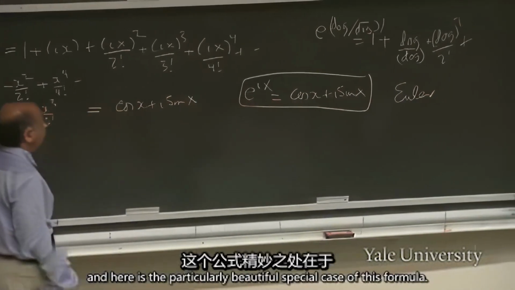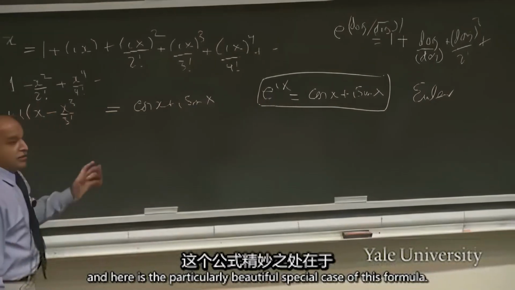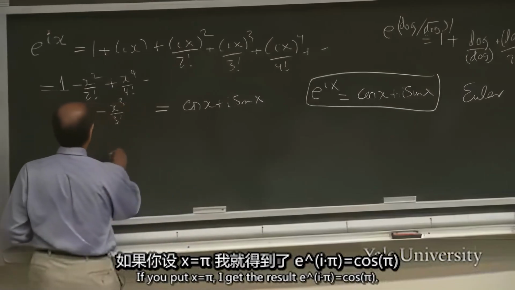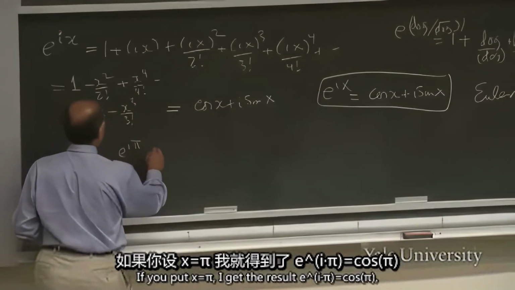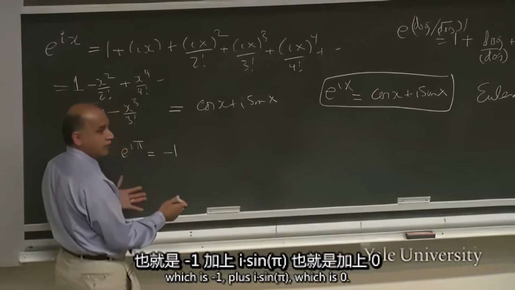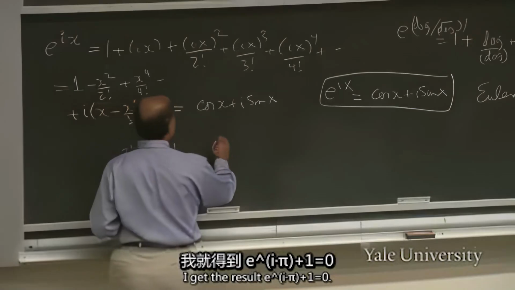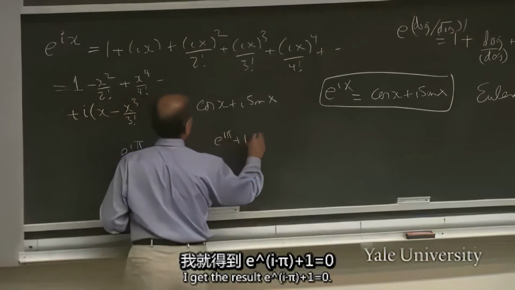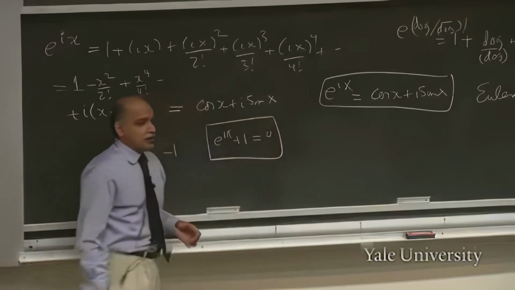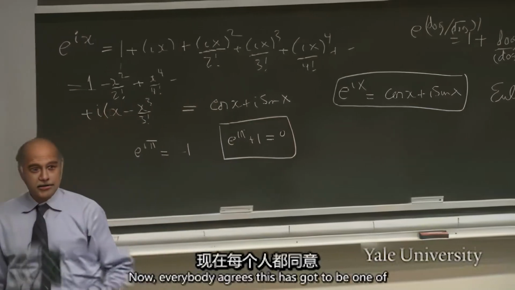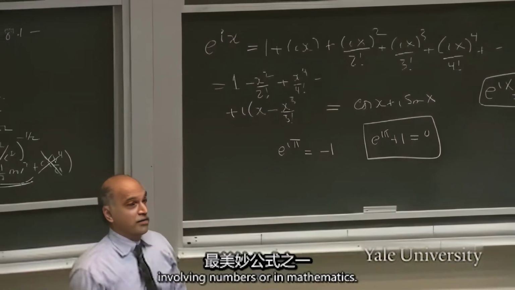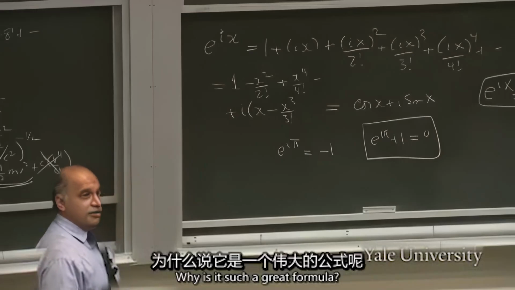And here is the particularly beautiful special case of this formula. If you put x equal to pi, I get the result e to the i pi equal to cosine pi, which is minus 1, plus i sine pi, which is 0. So I get the result e to the i pi plus 1 equal to 0. Now, everybody agrees this has got to be one of the most beautiful formulas you can imagine involving numbers or in mathematics. Why is it such a great formula?